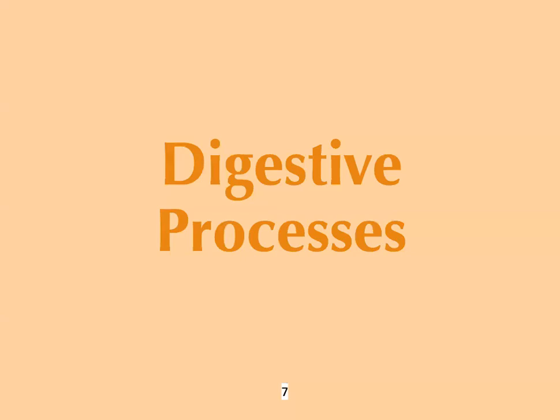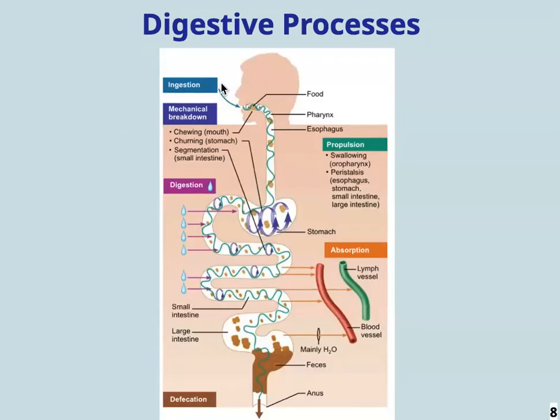There are several digestive processes that can be found throughout the digestive tract. We have ingestion, which is taking in food, or in simpler terms, eating. There's propulsion, which is moving the food through the GI tract. Okay, and we see that inside the esophagus, inside the stomach, as well as throughout our intestines.